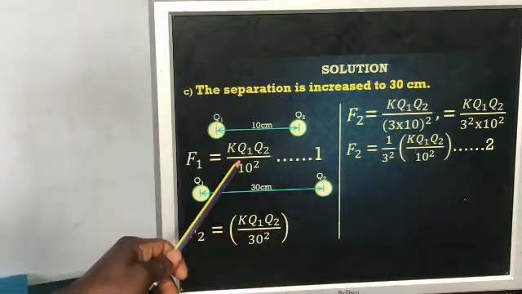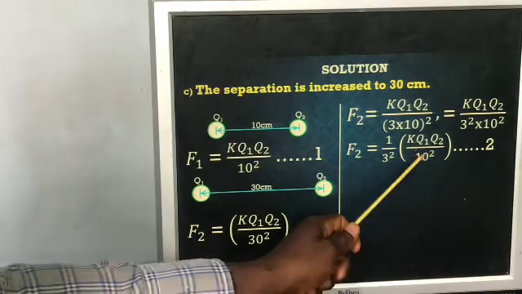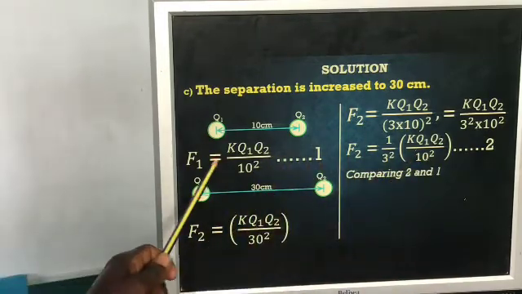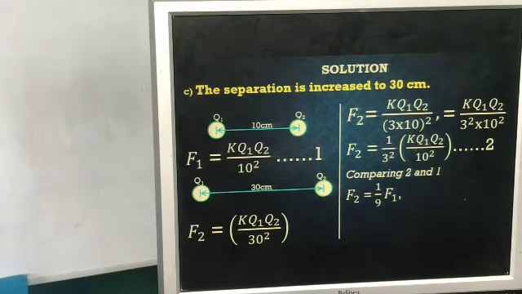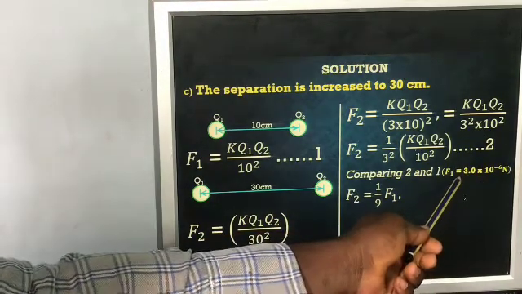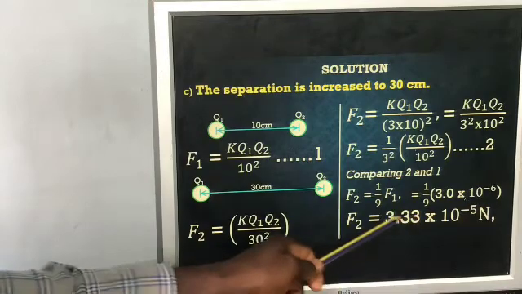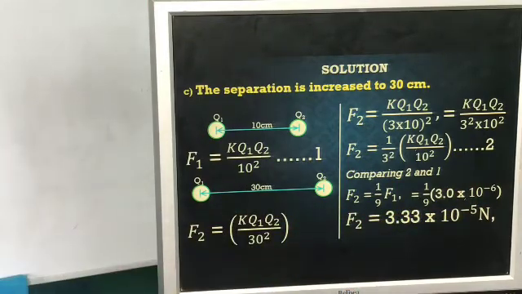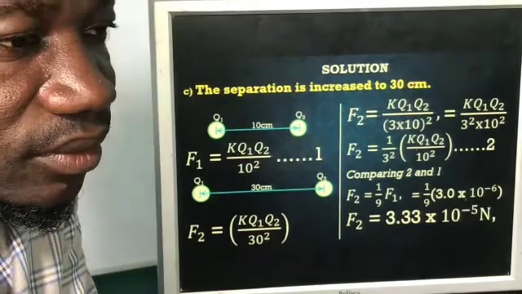Now when we compare equation 2 and equation 1, what is inside the bracket, K Q1 Q2 over 10 squared, is the same as what is here. So in place of this, we can put F1 there. 1 over 3 squared is 1 over 9. So that will give us F2 is equal to 1 over 9 F1. But again, the F1 is given by this. So when we substitute this value into this one and simplify it, it gives us 3.33 times 10 raised to the power minus 5 newtons. So this is how the electrostatic question is supposed to be answered.